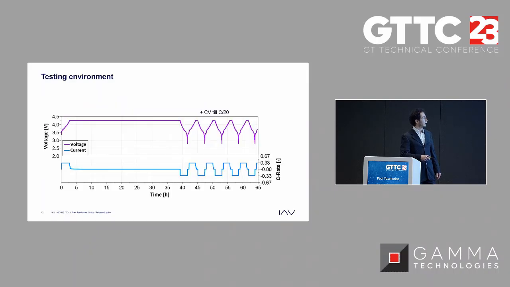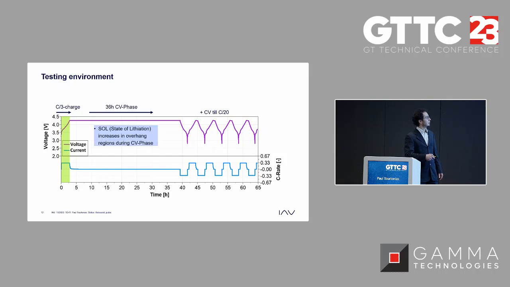So now one result of the testing lab is shown there. After a fast charge, a charge phase of C3 C rate, we then go to a very long CV phase. The intention of such a long phase is to maximize the effects and to give time to lithium ions to diffuse into that inactive region, so the overhang regions.